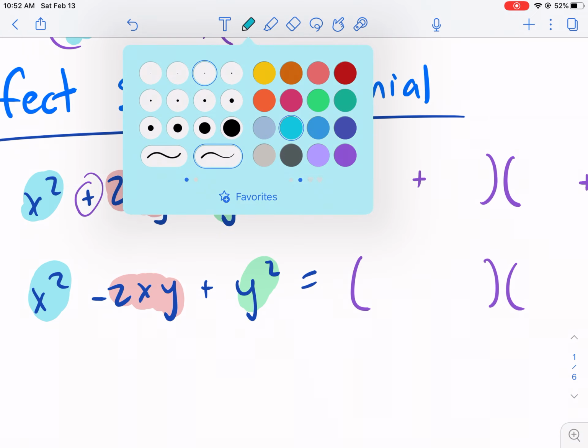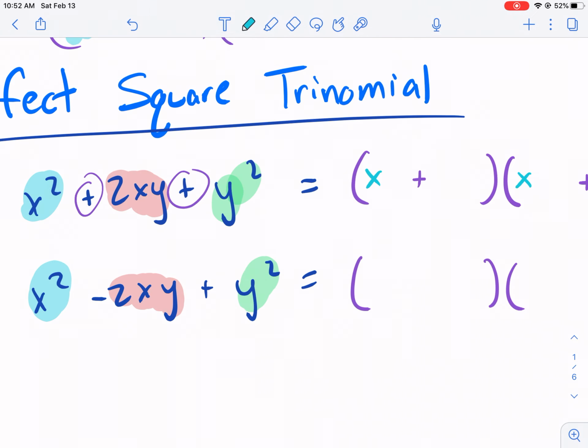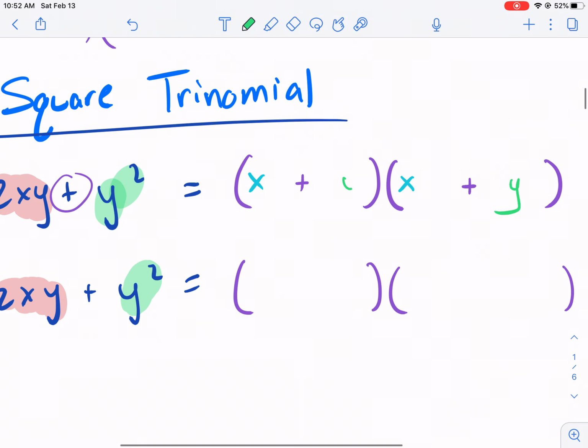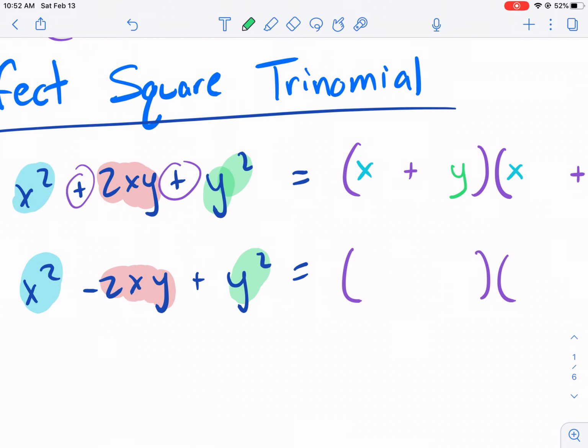Essentially, because of this pattern, we have x squared, so we're going to take the square root of that and put it in the first slot. We're going to take the square root of the y squared and put it in the second slot. And this middle term is a result of double x times y, the square roots doubled, the product of those square roots.